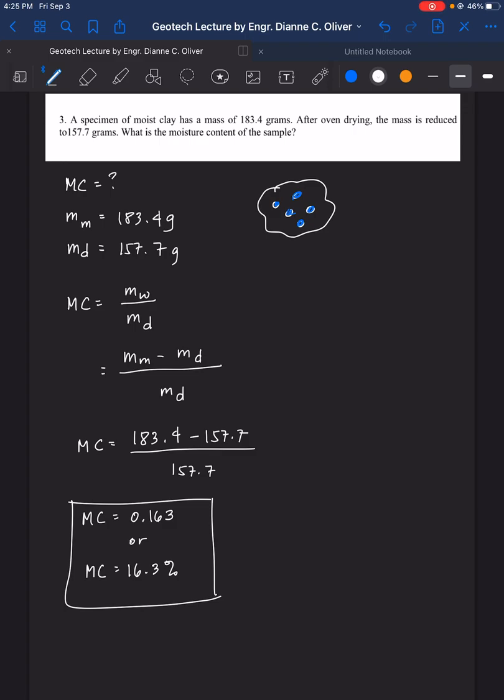Simply, moisture content is the water over the solid. Water over dry, water over solid. So in whatever way you can remember the formula. Okay, let's go to number 4.